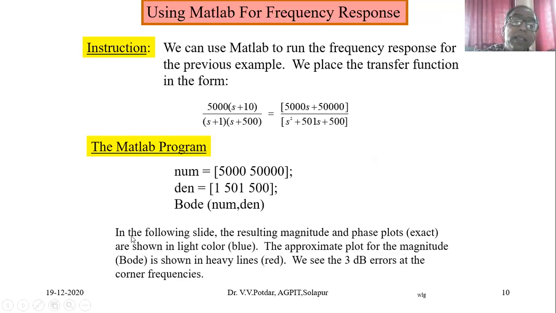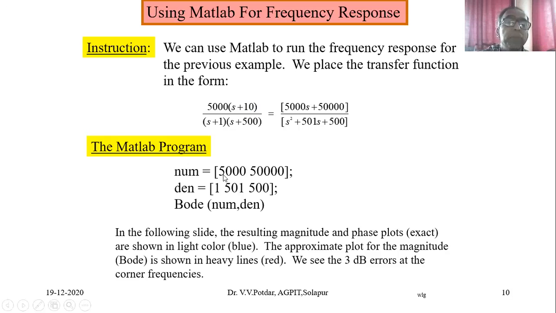It's very simple. This is the given transfer function. I have to simplify this transfer function: 5000s plus 5000 into 10, so 50,000, divided by, I just multiply these terms, I get a quadratic term, that is s square plus 501 s plus 500. So I have to just simplify and write the transfer function.